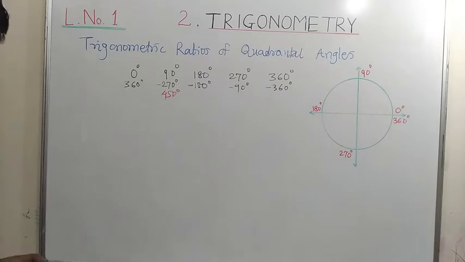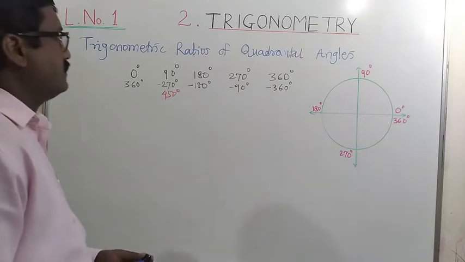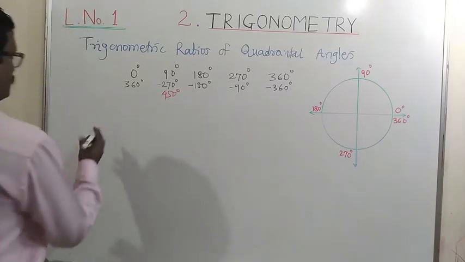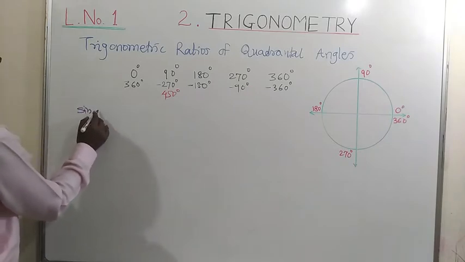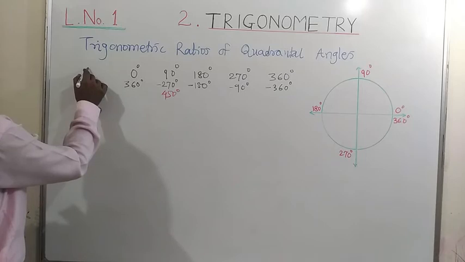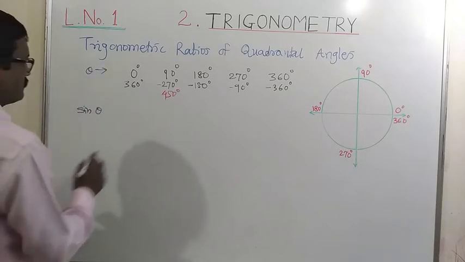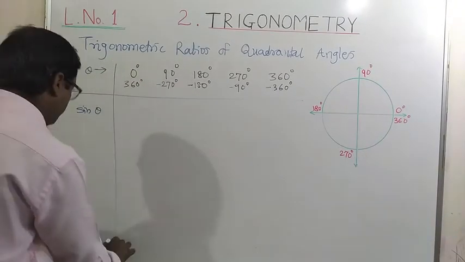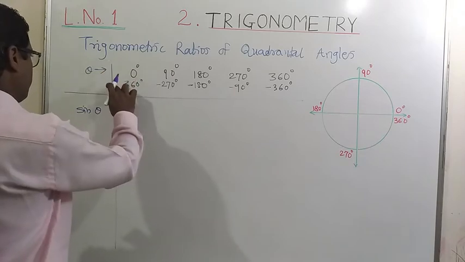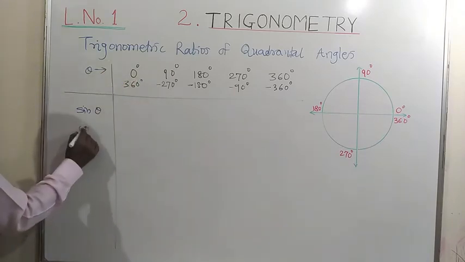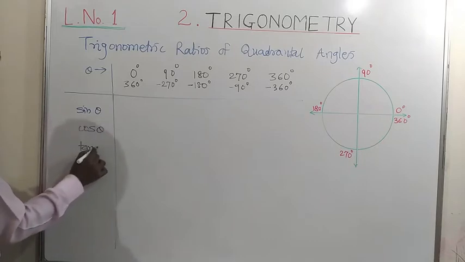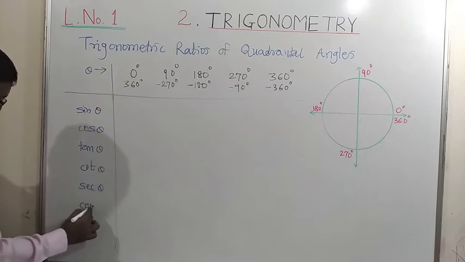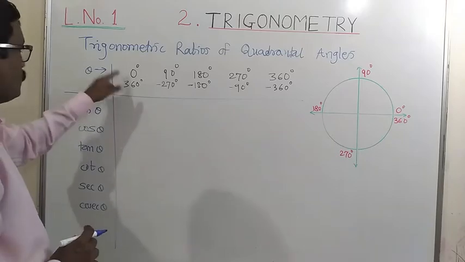Let us find the trigonometric ratios of these quadrantal angles. The first trigonometric ratio is sine theta, and these are the values of theta. Sin theta, then cos theta, tan theta, cot theta, sec theta, and cosec theta.